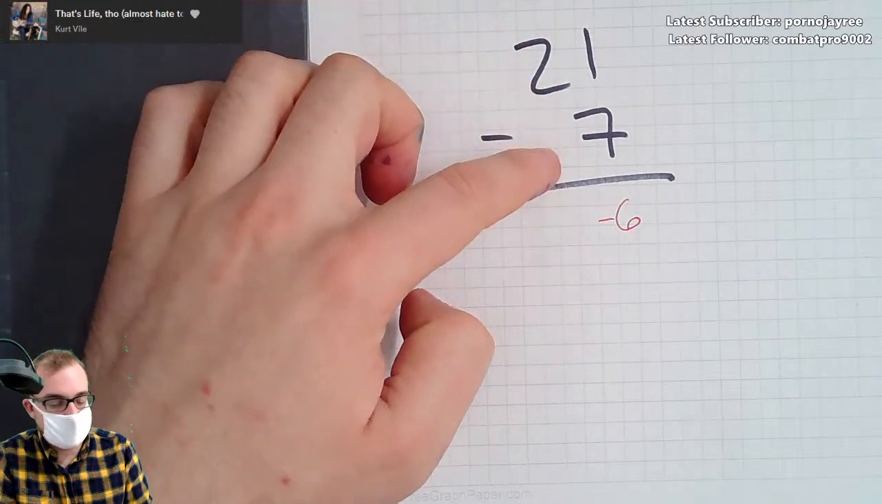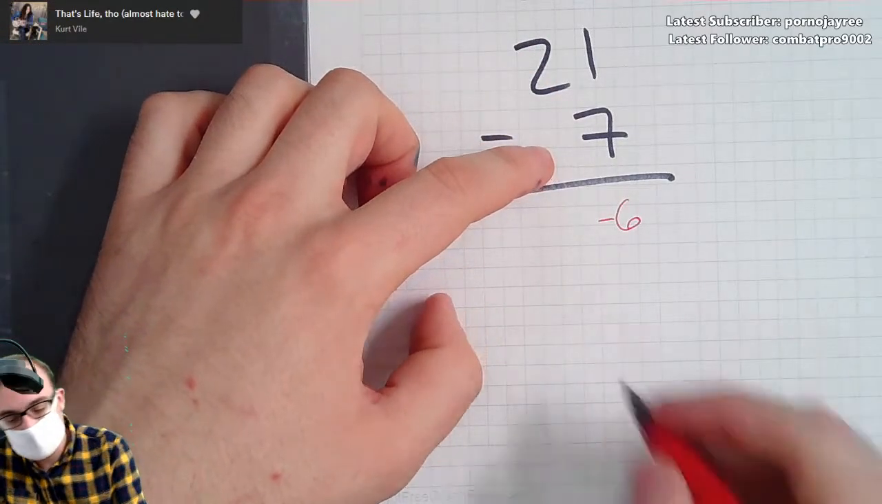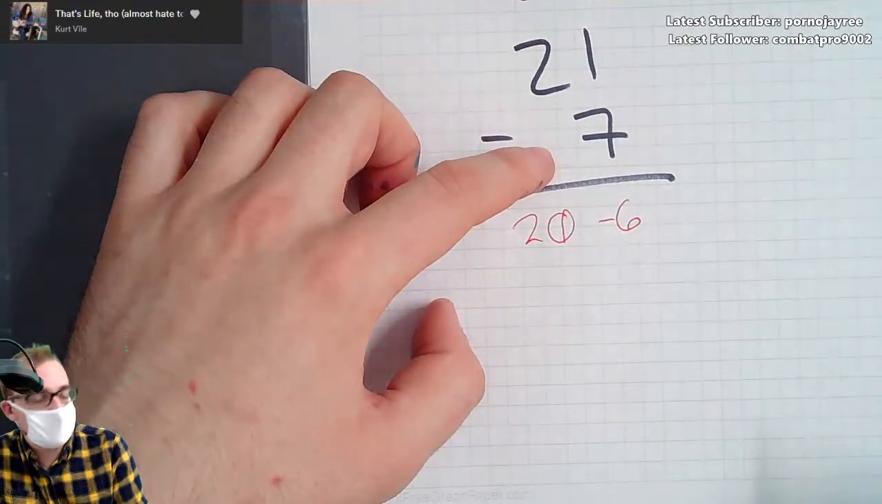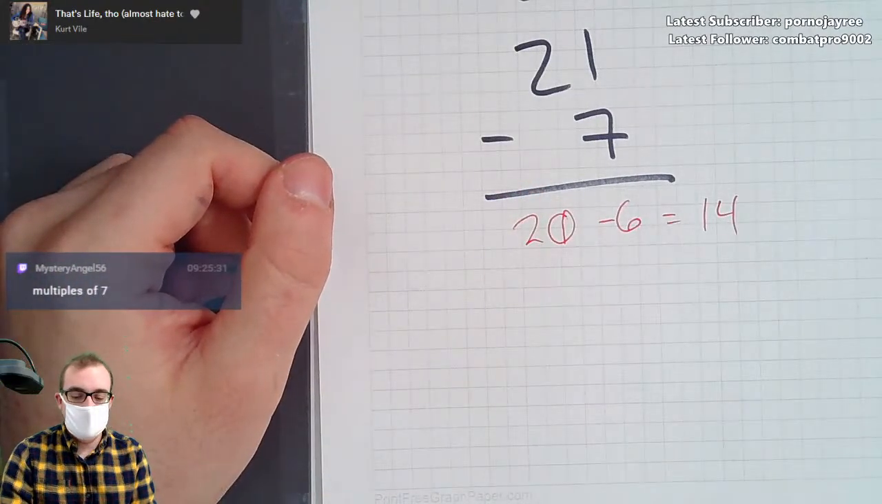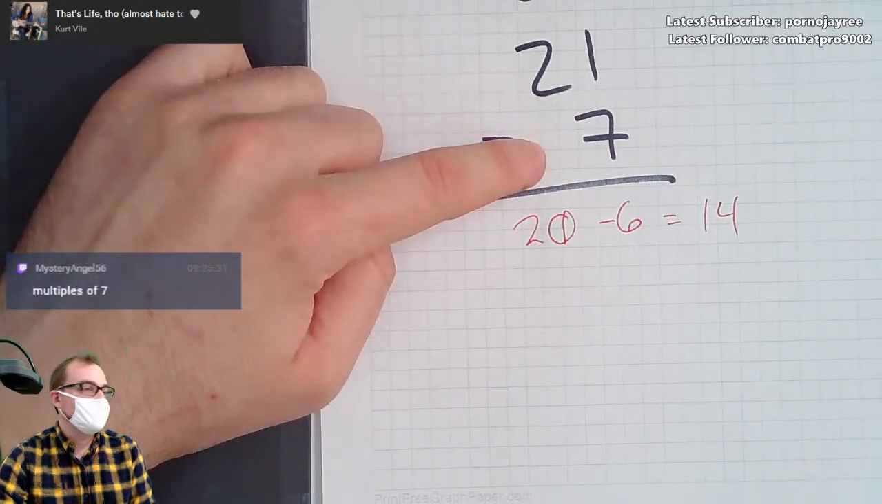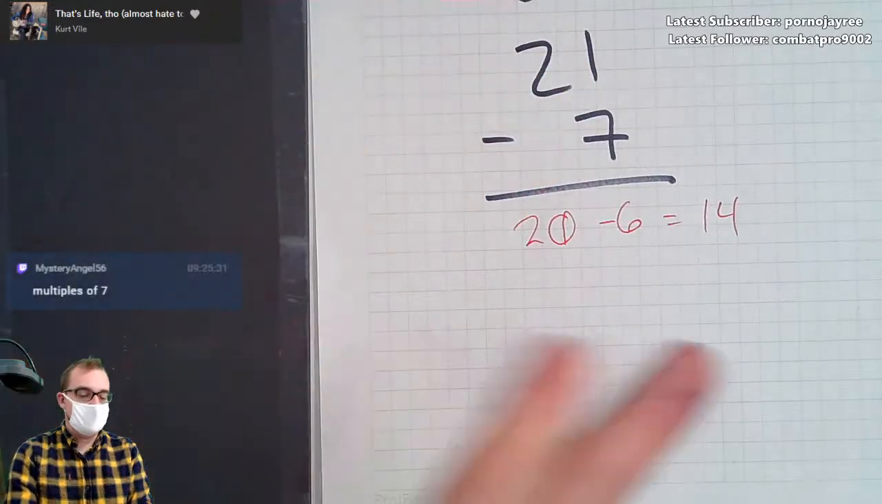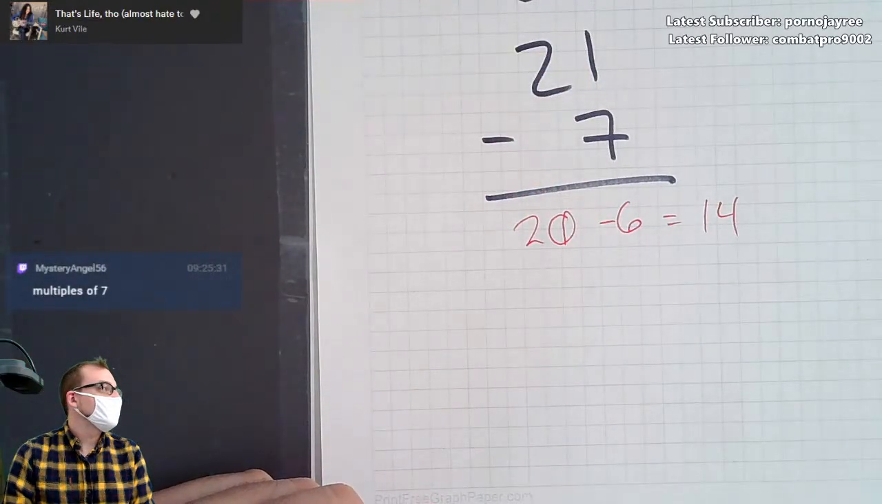And then what's 20 minus nothing? 20 minus nothing is 20. You don't have to borrow. In fact, you can do it from left to right. What's 20 minus nothing? 20. What's 1 minus 7? Negative 6. Add them together. 14.